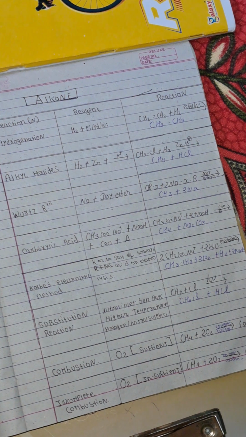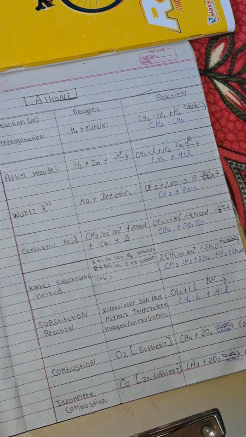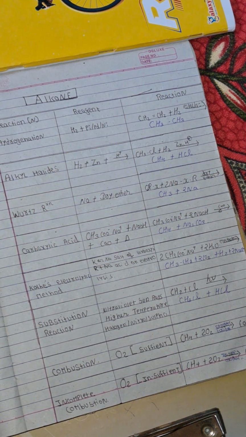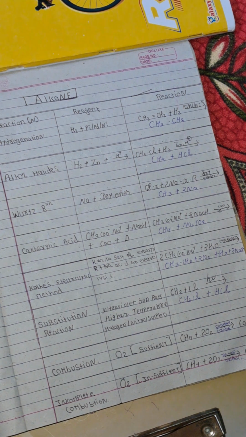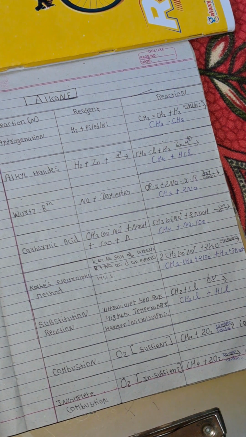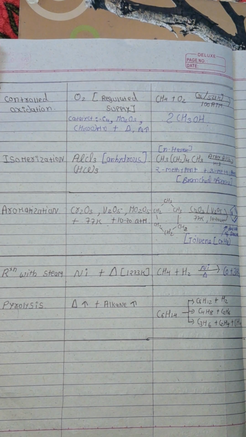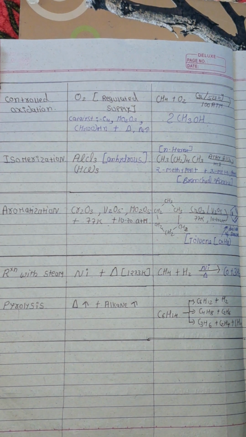Now there are 3 types of combustion. The first is combustion in which oxygen is sufficient, so we get carbon dioxide and water. The second combustion is in which O2 is insufficient, so we get only carbon and water, in which the carbon gives a sooty flame.